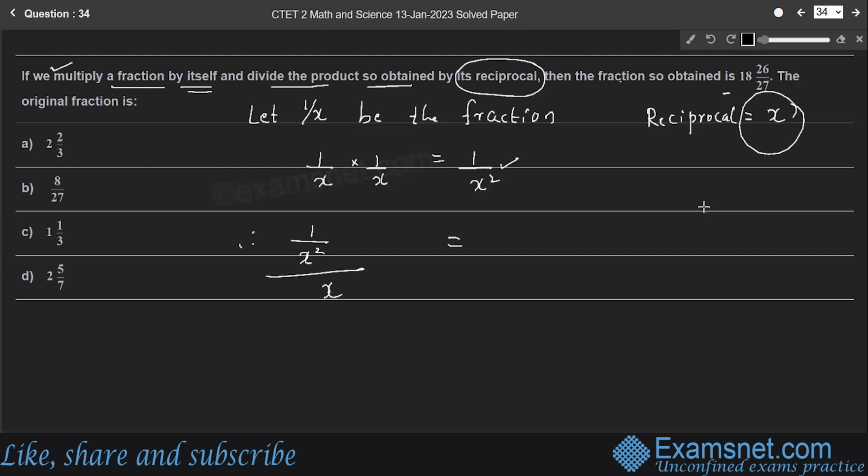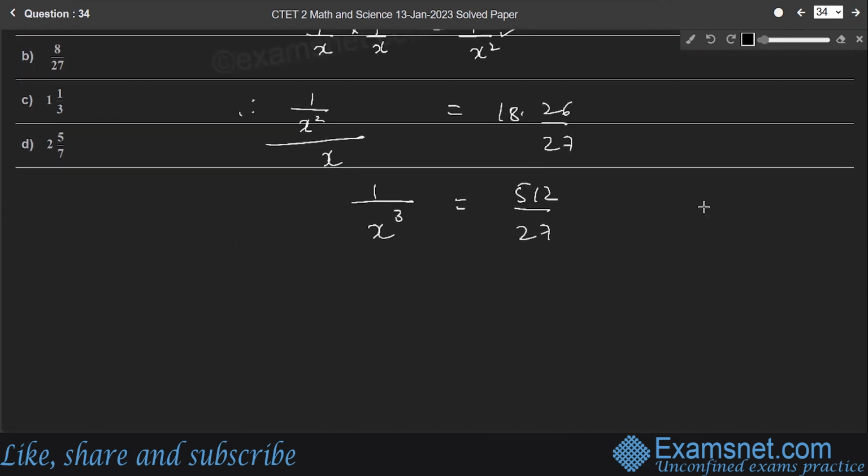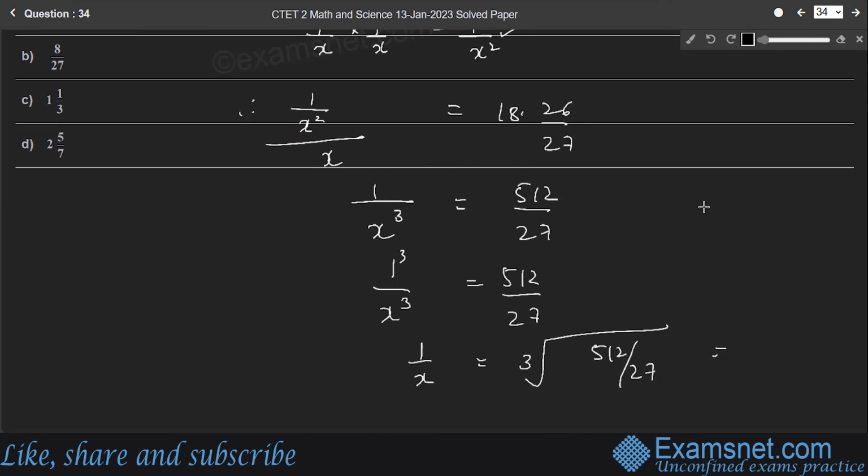is equal to the fraction so obtained, 18 integer 26 by 27. Therefore, the left hand side becomes 1 by x cube, which is equal to 18 integer 26 by 27, that is 512 by 27, right? The question is, what is the original fraction? So we have to find the value of 1 by x. Here 1 by x cube is nothing but 1 cube by x cube, which is equal to 512 by 27. Therefore, 1 by x is the cube root of 512 by 27. The cube root of 512 is 8, the cube root of 27 is 3. Therefore, the original fraction 1 by x is 8 by 3.